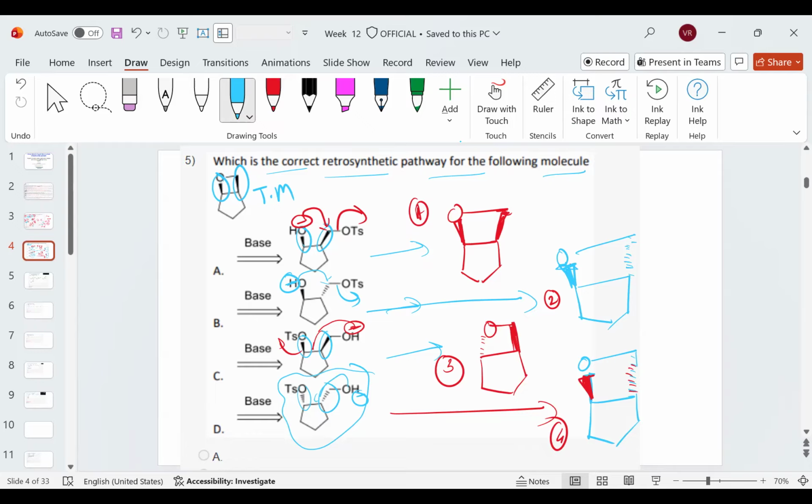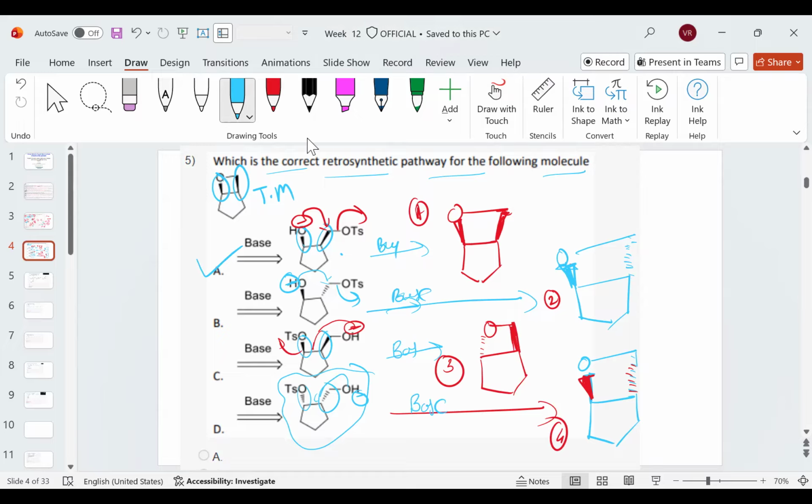If you don't have a doubt, I hope you got the answers for these questions now. These are the possible products. If you treat these starting materials with the base, identify the correct answer among these. Therefore, option A is the correct option. Got the answer? Yes, got the answer.